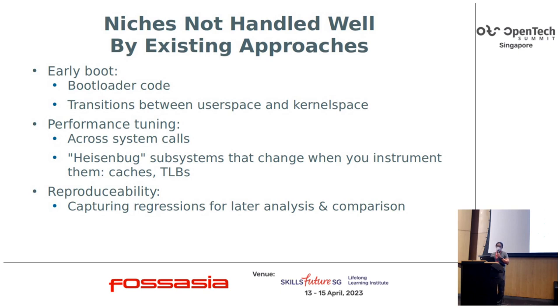And there's also sort of an issue with reproducibility. So if you have a regression and you found it and you think you fixed it, how do you later on know that you fixed it? So reproducibility is a thing that a lot of people don't talk about, but particularly when you're debugging things at the hardware level, you want to be able to go back and review the logs.